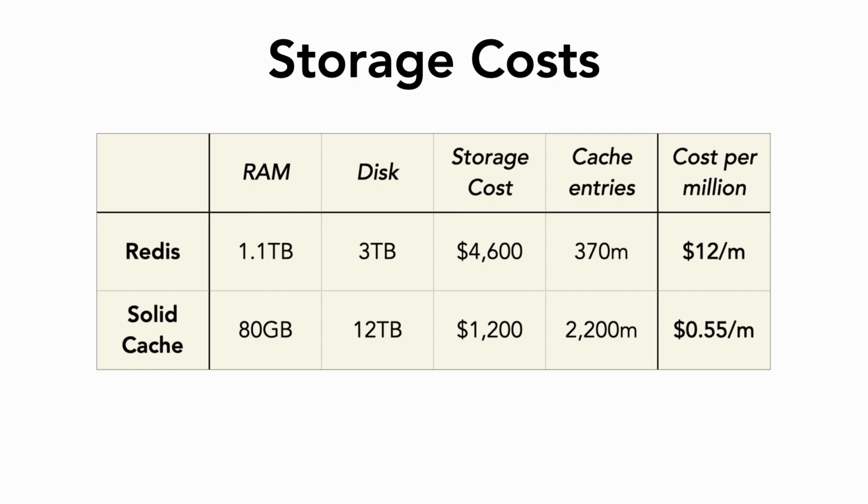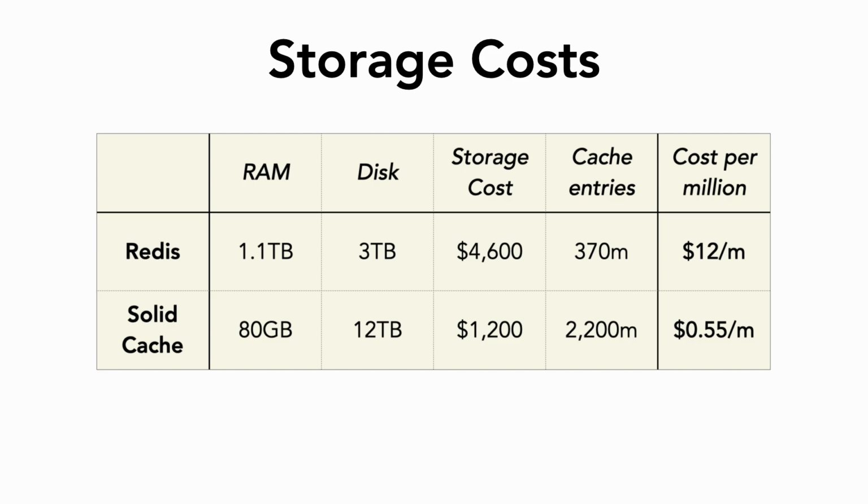Okay, so that's performance. Now looking at whether it's cheaper. These are the storage costs. What we're comparing here is the Redis setup that we had, with RAM and disk. The storage costs are based on list prices of the latest hardware that we've been buying at 37signals. The big important bit is this RAM column. Before, we had 1.1 terabytes of RAM for our Redis caches, and now we have 80 gigabytes for our Solid Cache.